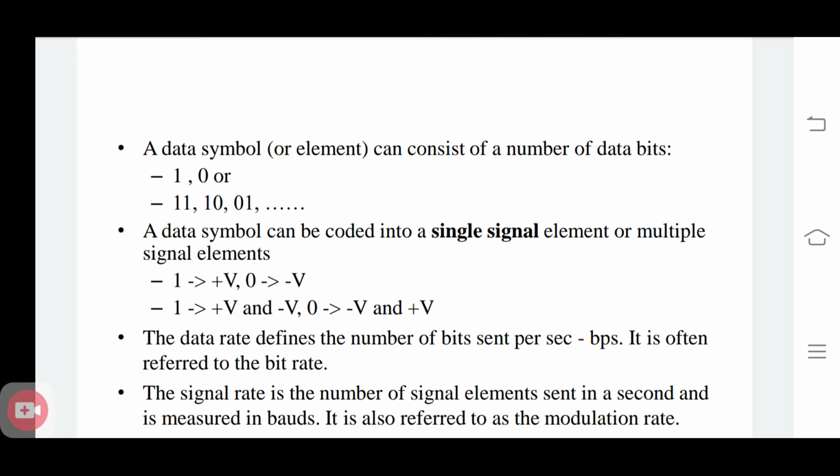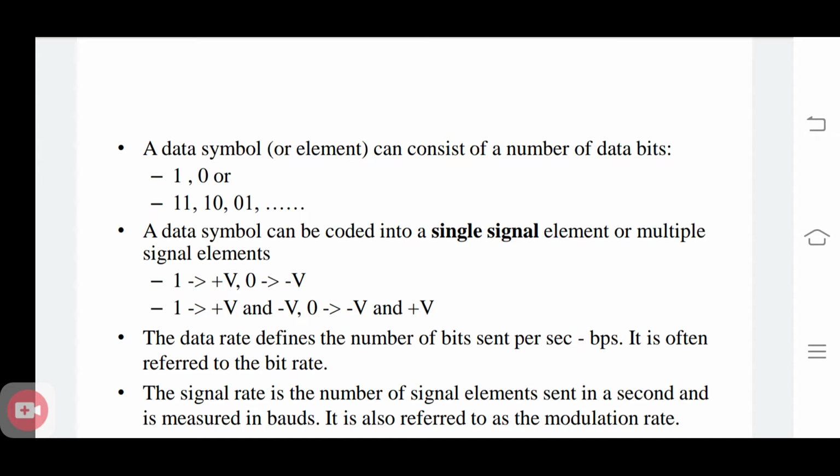So we have a transformation from one single data symbol to single signal element encoding or multiple signal element encoding. Okay, and what do you mean by data rate and what is actually signal rate? Data rate is the rate at which the data are sent or transmitted over a communication medium per second. How many bits are sent per second is the data rate, and it is represented as BPS. The unit of data rate is BPS, bits per second.